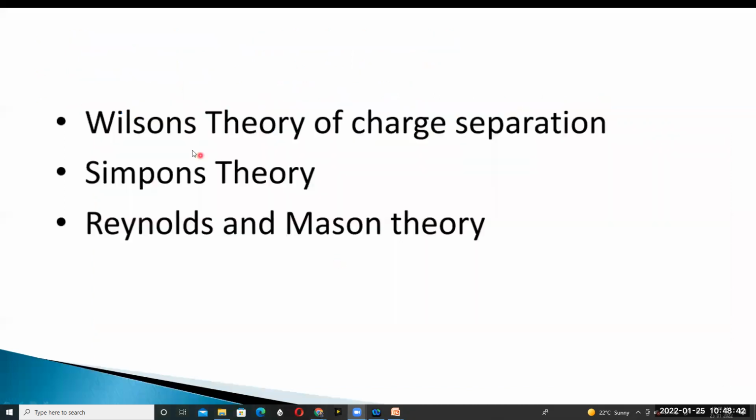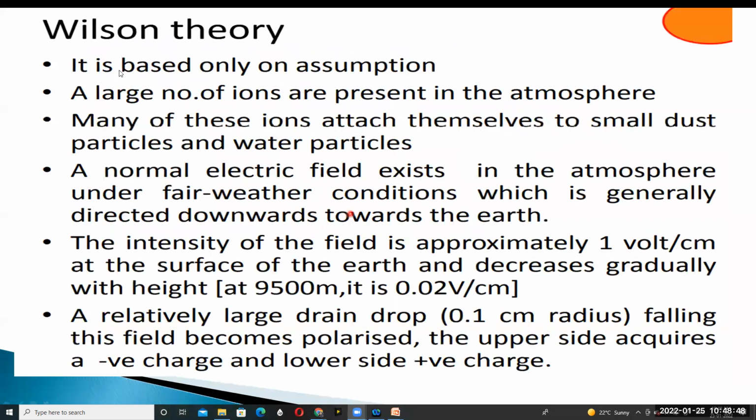This is called the field gradient to the ground. Here we first concentrate on the Wilson theory of charge separation, and after that the Simpson theory and the Reynolds and Mason theory. The Wilson theory is based only on assumption.